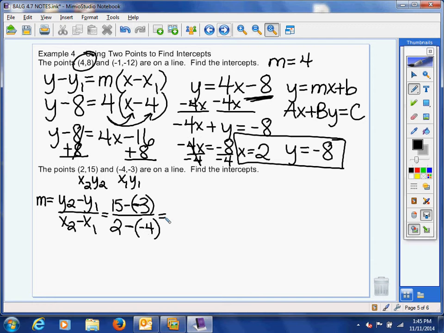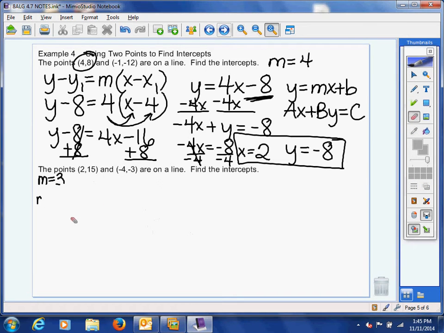All right, let's take a look. 15 minus a negative 3 is the same thing as 15 plus 3, so we got 18 there. And 2 minus a negative 4 is the same thing as 2 plus 4, which is 6. So it looks like our slope is 3, and I'm going to write that over here, and I need to do just a little bit of erasing so I can use this space, okay?